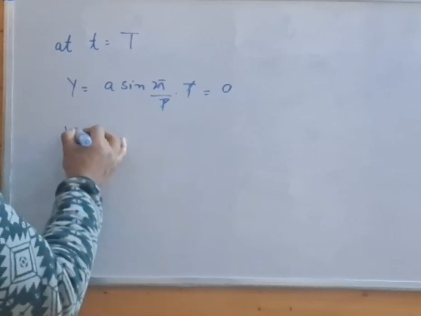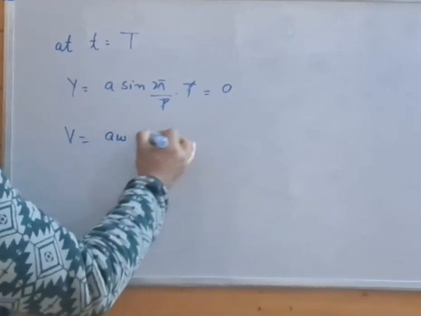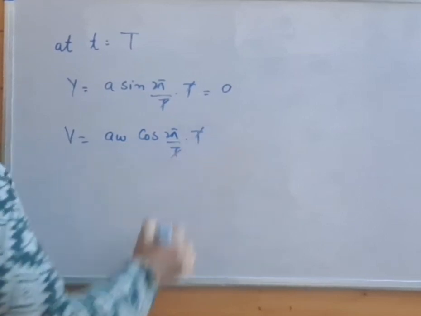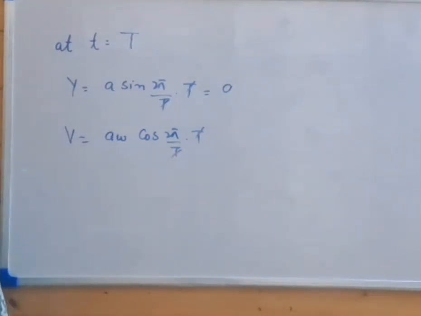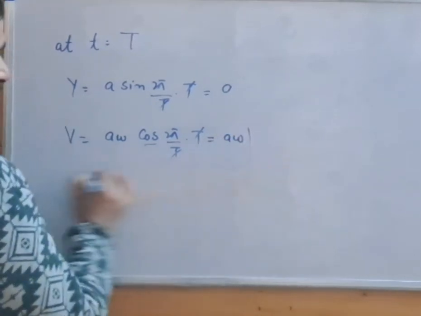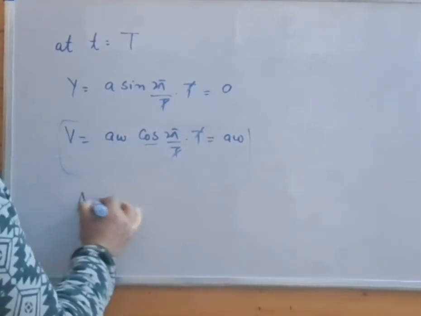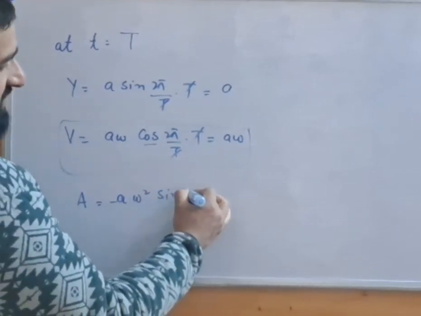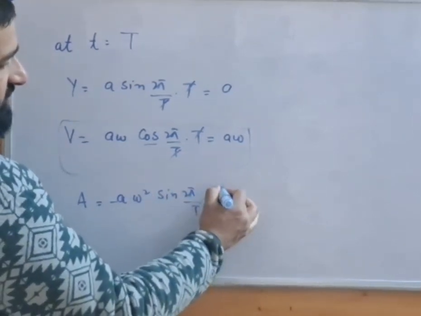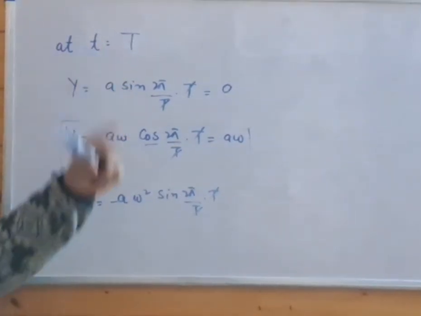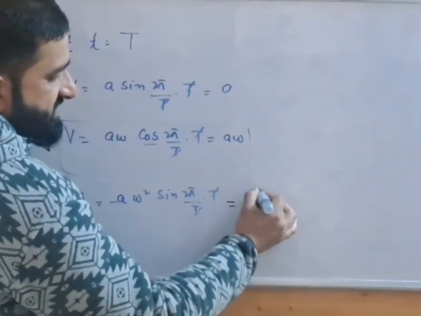Similarly, velocity is equal to a omega cos of 2 pi by T into t. Cos of 2 pi or cos of 360 is equal to 1. So 1 into a omega becomes a omega. And the acceleration accordingly is minus a omega square sine of 2 pi divided by T into t. Sine of 2 pi is equal to 0, so this whole function is equal to 0. So acceleration at time T is equal to 0.